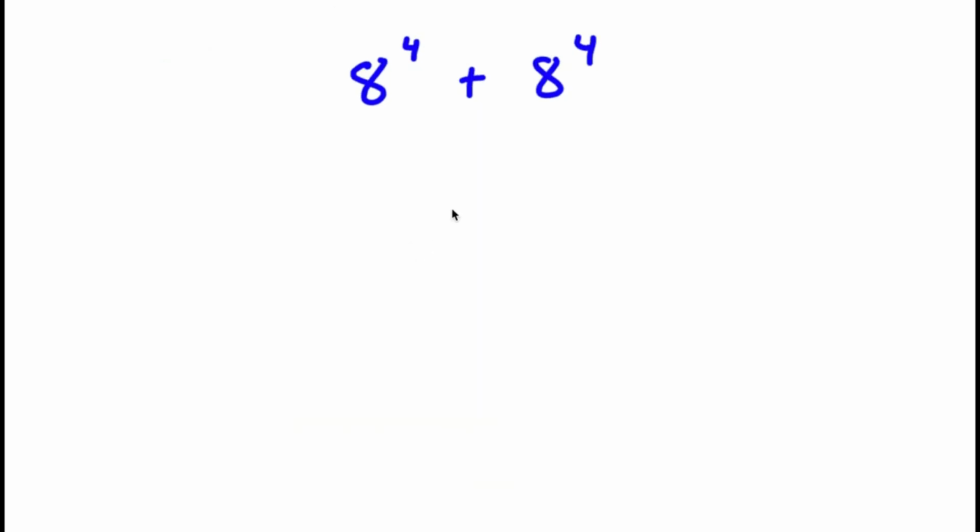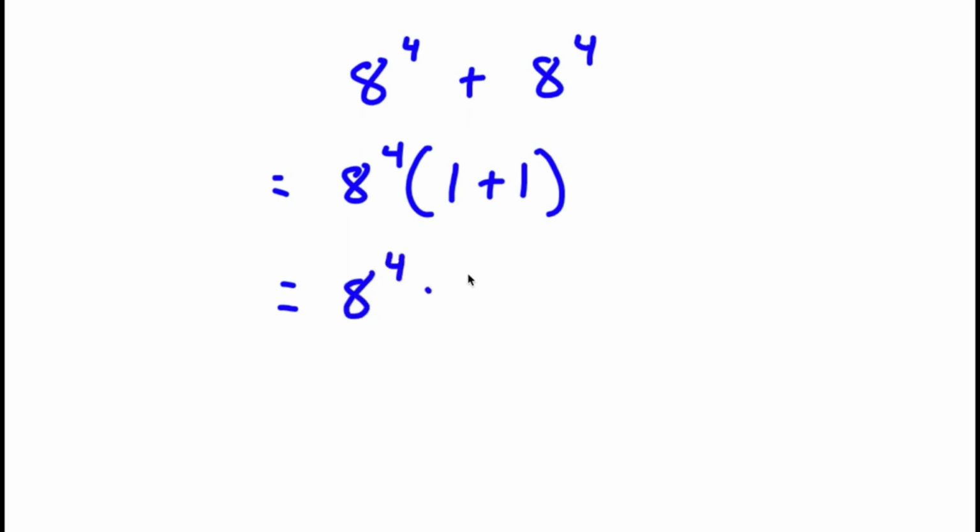Alright, so in this problem, I have 8 to the power of 4 plus 8 to the power of 4. So, to solve this problem, I'm going to first start out by factoring out 8 to the power of 4. So now I have 8 to the power of 4 times, well, 8 to the power of 4 divided by 8 to the power of 4 is 1. So I have 8 to the power of 4 times 1 plus 1. Now, if I simplify what's in the parentheses, I get 8 to the power of 4 times 2. 1 plus 1 is 2.